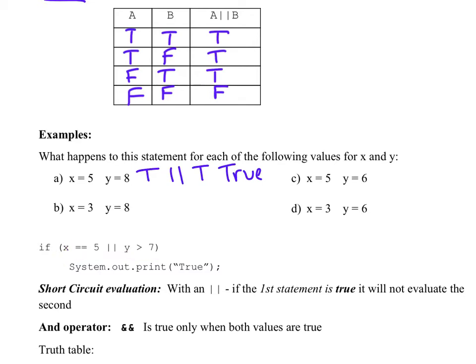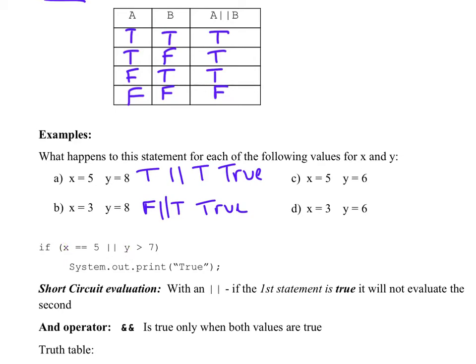Okay, so now, moving on. If x is 3 and y is 8, that means the first one is false. The second one is true. So everything's true. So as long as there's one true, the whole thing is true.